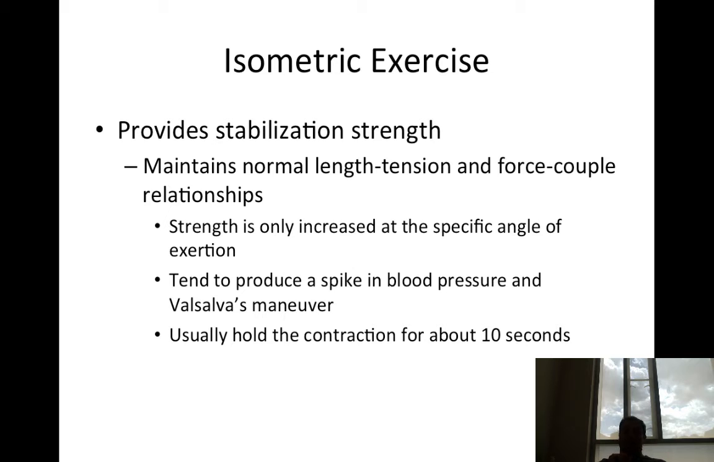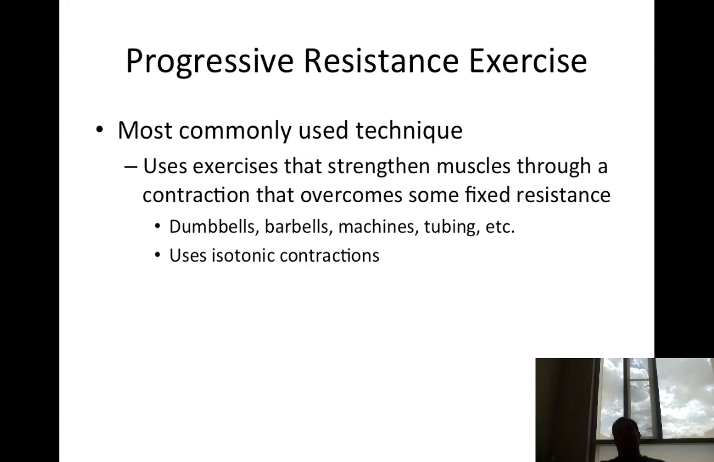With isometric exercise, we usually hold the contraction about 10 seconds. PREs, or progressive resistance exercises. This is what we use the most in therapeutic exercise rehabilitation, right? These use exercises that strengthen muscles through a contraction that overcomes some type of fixed resistance. Dumbbells, barbells, machines, tubing, whatever you want. Isotonic contractions, concentric, eccentric is going on.